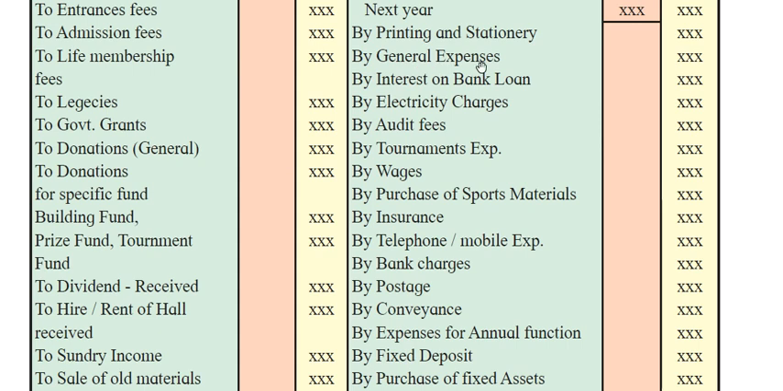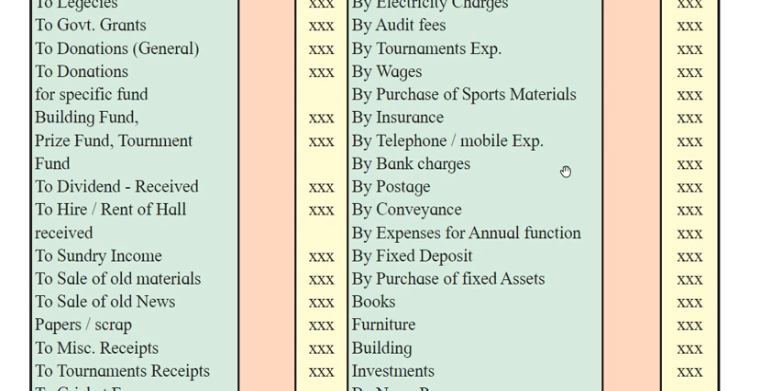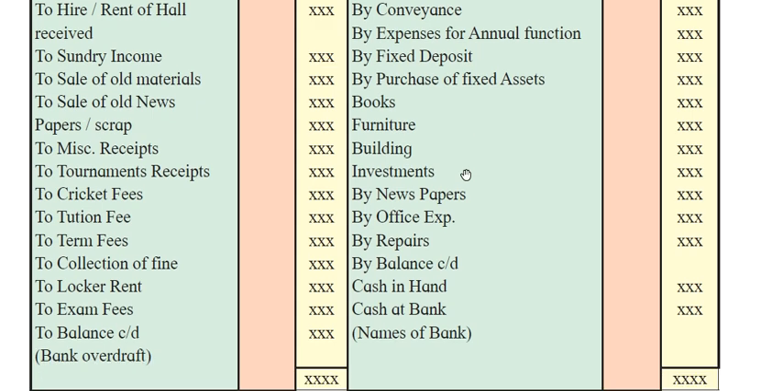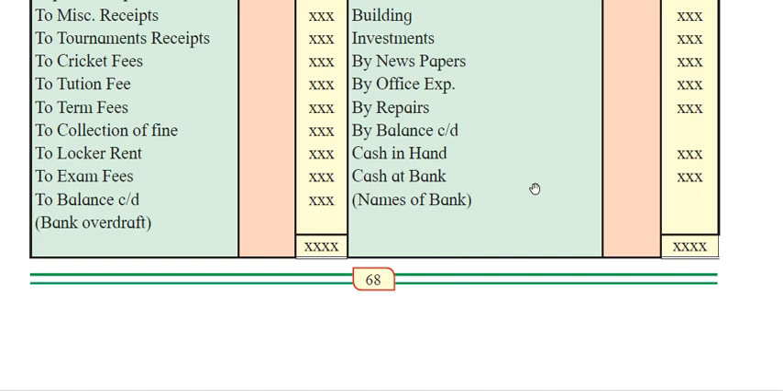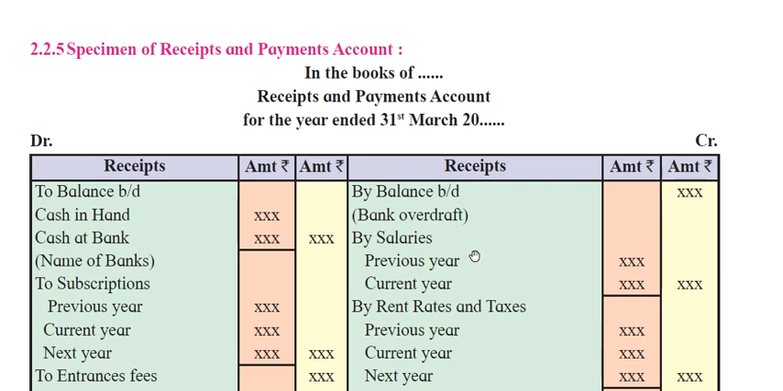Printing and stationery, general expenses, interest on bank loan, electricity charges, audit fees, tournament expenses, wages, purchase of sports materials, insurance, telephone, mobile expenses, bank charges, postage, conveyance, expenses for annual function, fixed deposits, purchase of fixed assets, books, furniture, building, investments, newspapers, office expenses, repairs, balance carried on cash in hand, cash at bank. And this is the specimen of receipts and payments account.